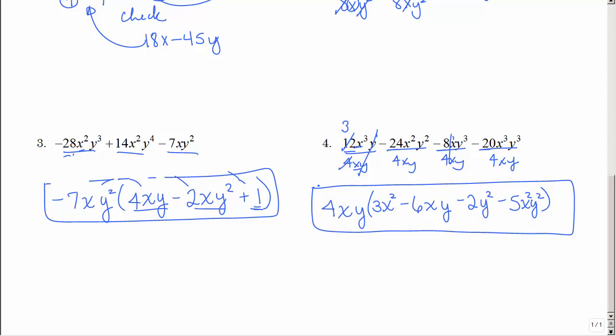Final answer. So greatest common factor, we want the largest number, and then on the variables, if they are all in common, you want to take that variable to the smallest exponent.